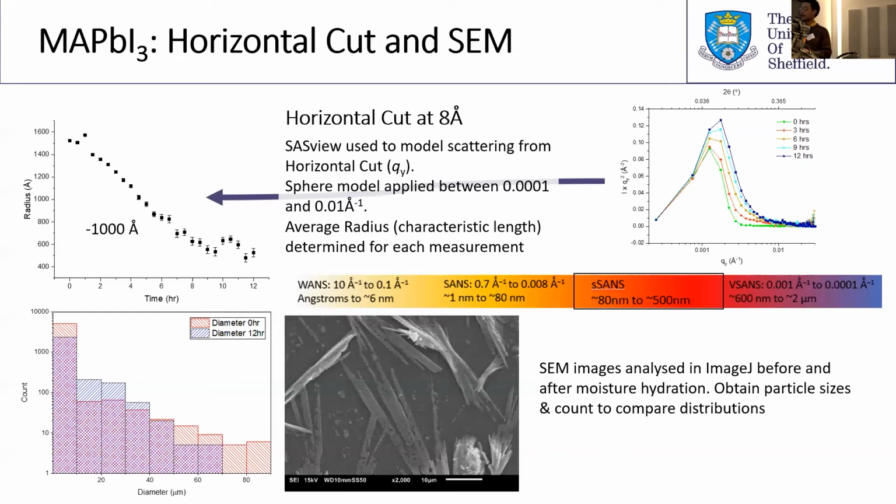If you look at the SEM images, this shows you MAPI after degradation in the moist atmosphere. You've got these branches which are fragmented. By analyzing images like this using a program called ImageJ, I could look at the distribution of particle sizes before and after exposure. Before exposure, you've got quite a broad distribution, with some as large as 80 or 90 micrometers. Afterwards, it's massively small particles below 20 micrometers, and I've had to plot it on a log scale because it's completely dominated by these very small particles.